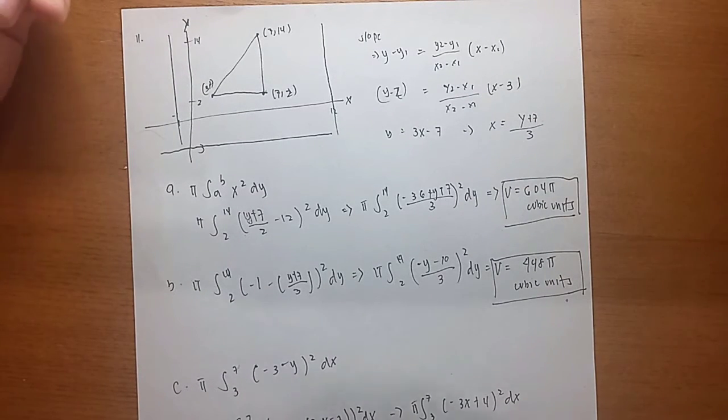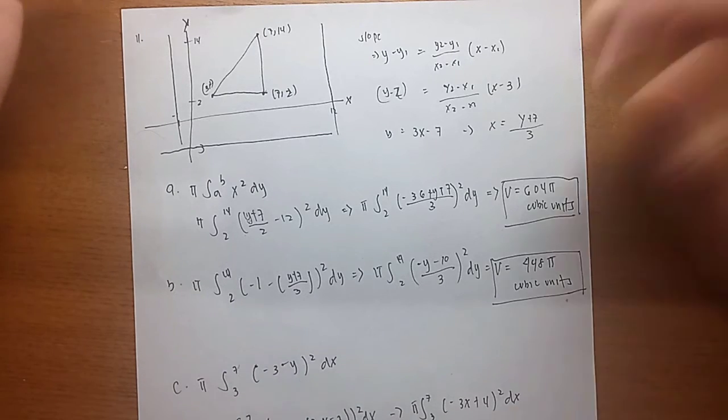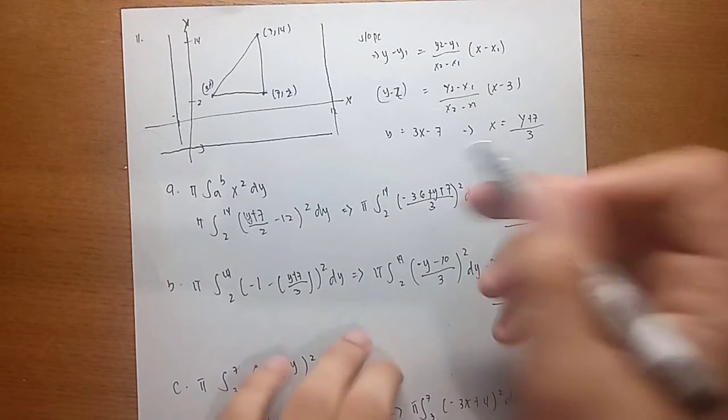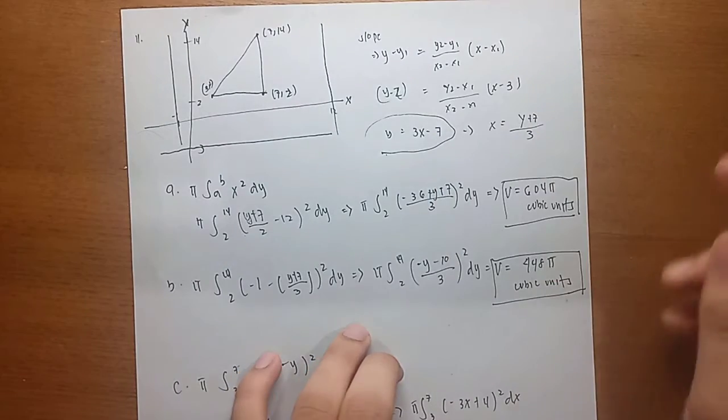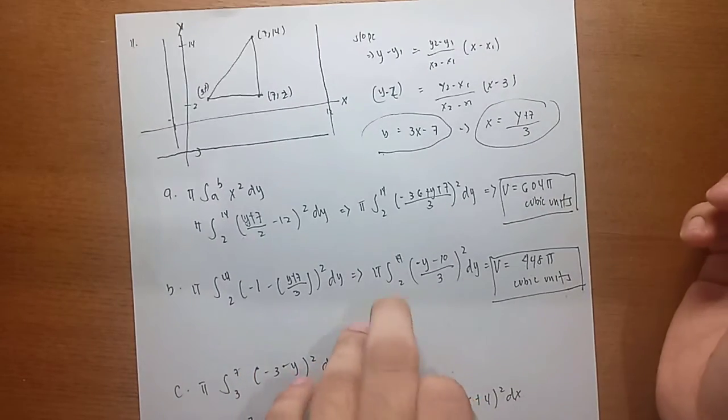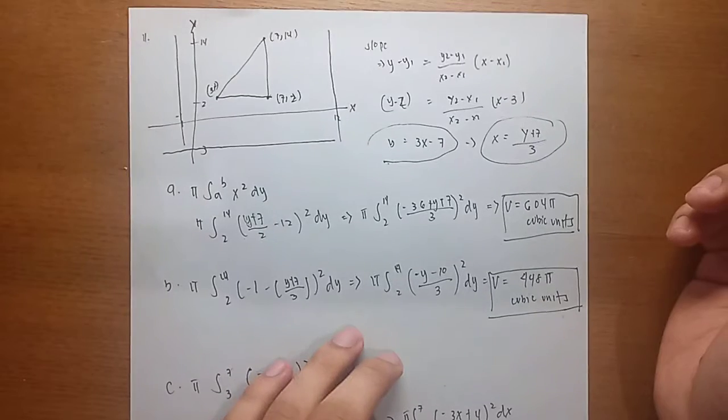In order to find the equation, we will use the slope-intercept form. The formula is y minus y sub 1 is equal to y sub 2 minus y sub 1 all over x sub 2 minus x sub 1 times x minus x sub 1. Using this formula, we came up with the equation y is equal to 3x minus 7, or x is equal to y plus 7 all over 3.